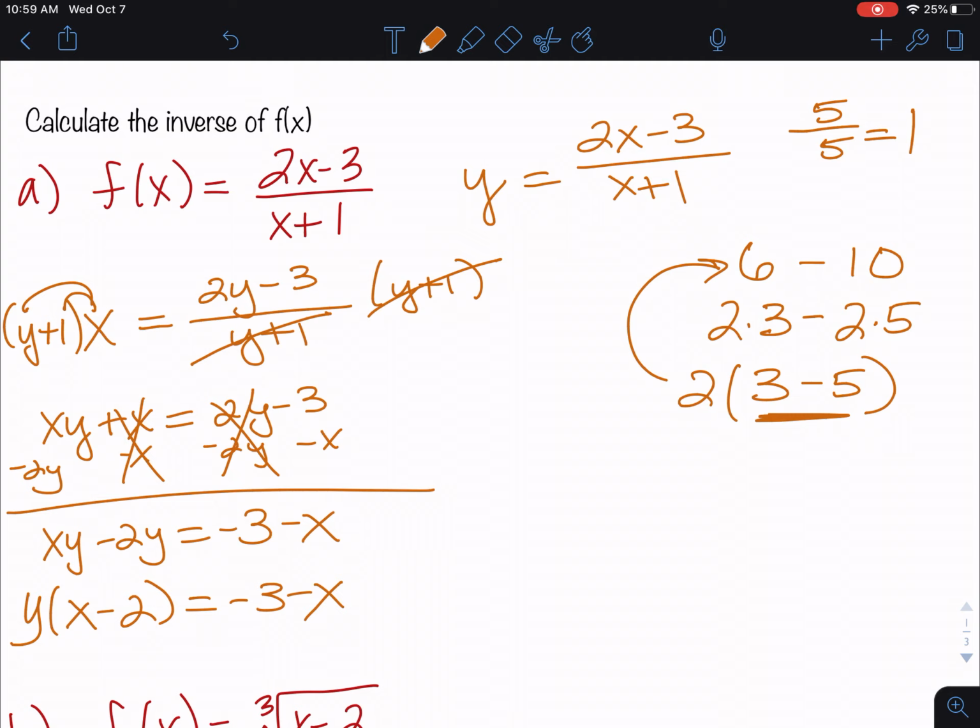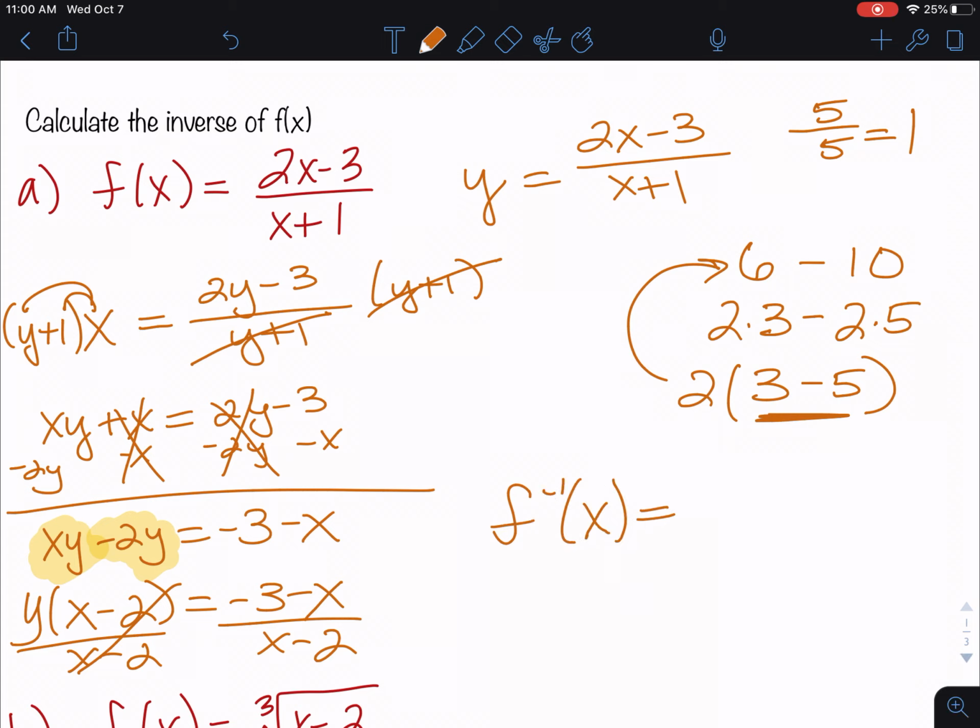So y times x is going to give me this term of xy, and y times -2 is going to give me this term of minus 2y. Why this is beneficial is because then I am able to divide both sides by this binomial of x minus 2, which then isolates my y value. So the inverse of function f is equal to the quotient of the quantity of -3 minus x all over x minus 2.